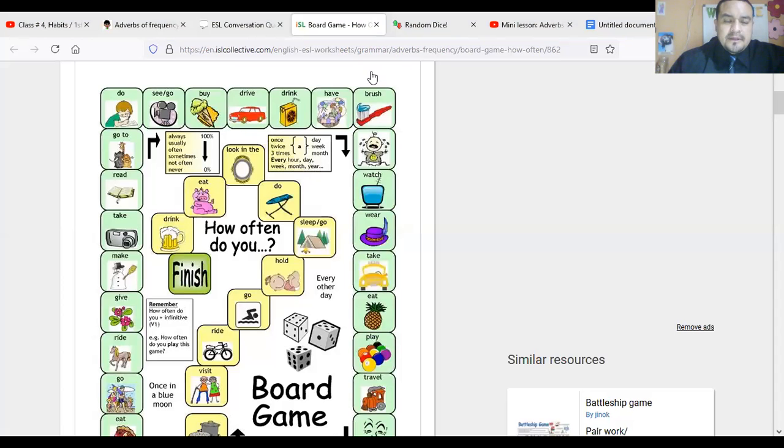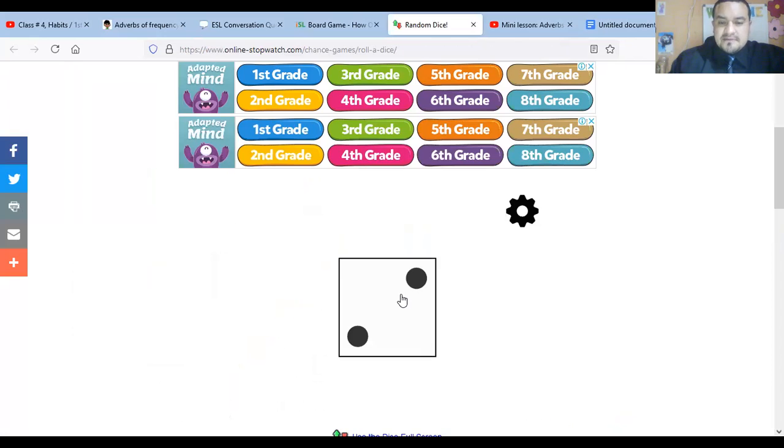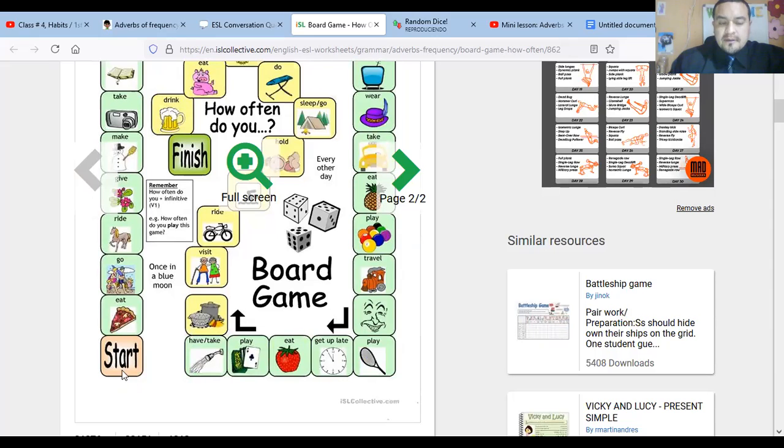Okay, and we are going to play a board game. It's called a how often do you board game. In here, what you have to do is play with your partner. I'm going to give you a dice, a digital dice. The dice is right here. Whichever number falls on the dice, that is the number of spaces that the player will move from here.